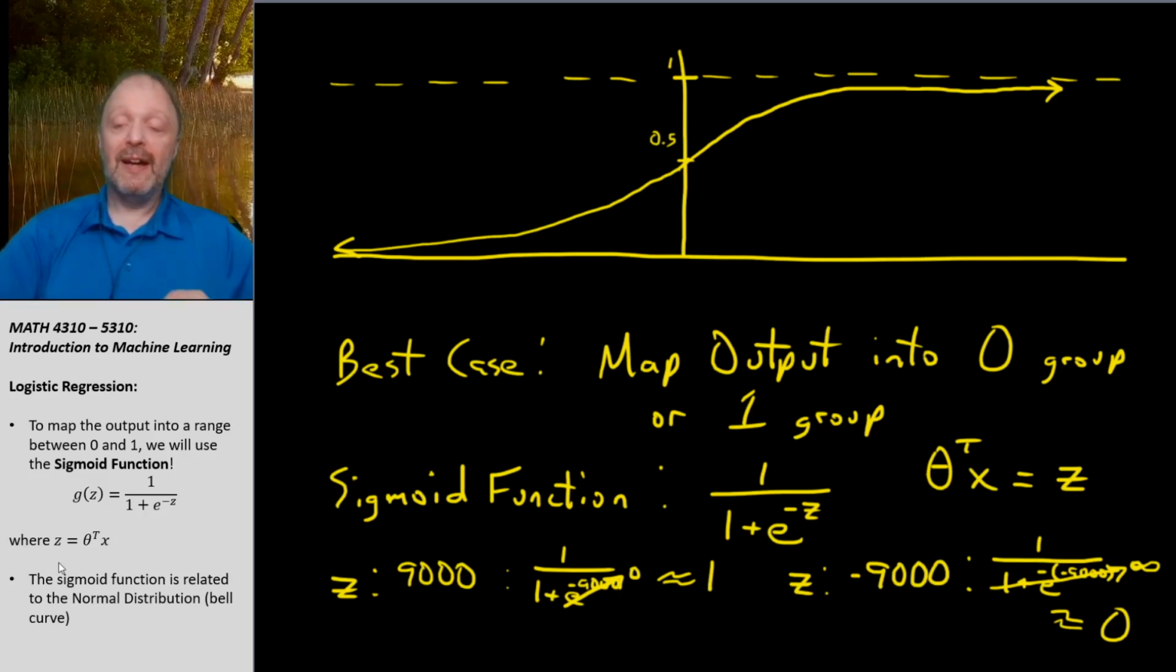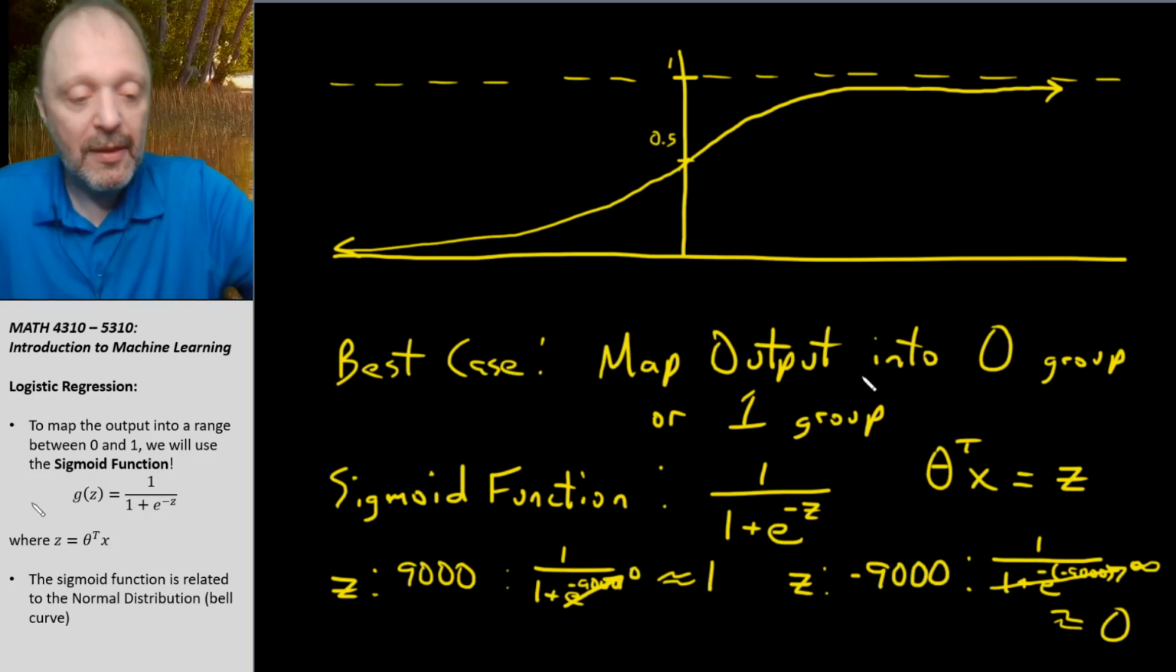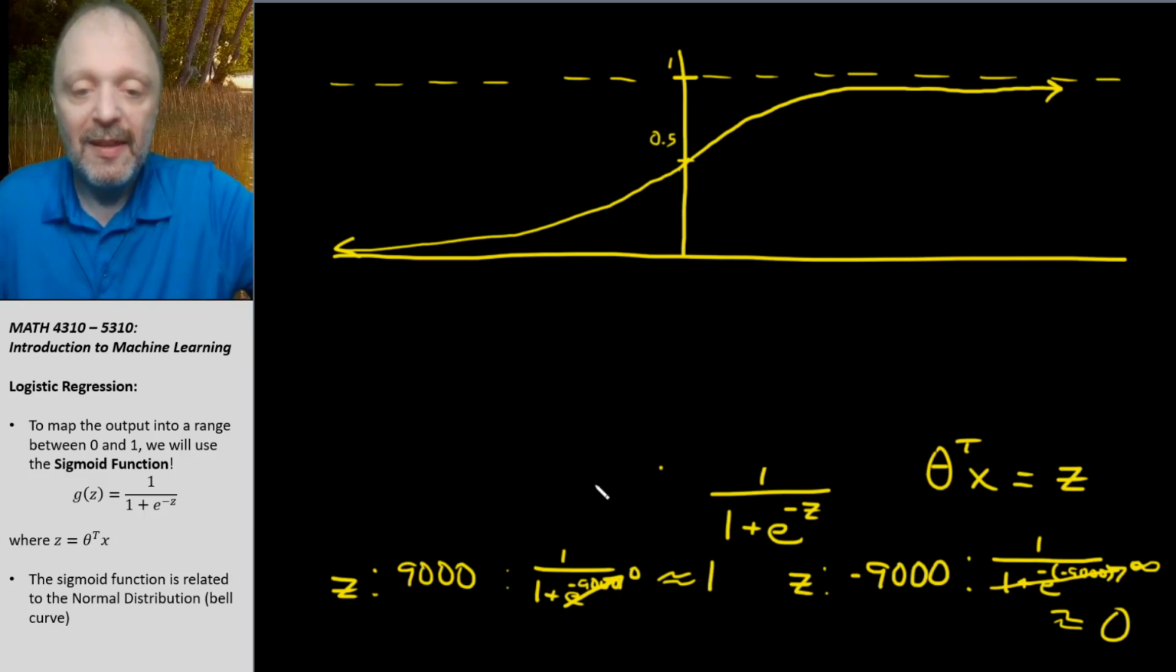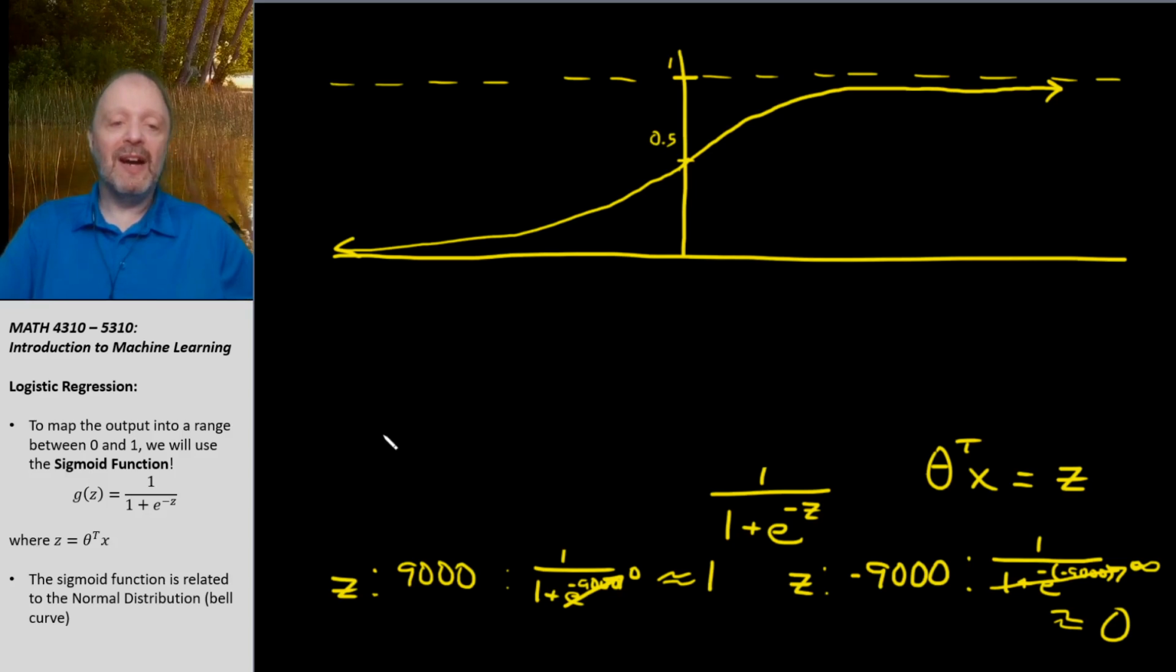Alrighty? Just as an aside, the sigmoid function is actually related to the normal distribution, the bell curve. This is just a nice little aside. Let me clear some of this. So how on earth is this related to the normal distribution? Well, it's kind of a hand-wavy way of thinking about it, but I take great satisfaction in this.